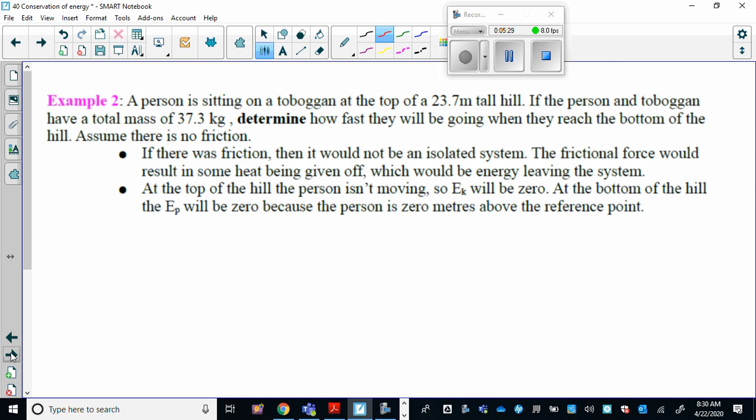And here's our classic example. We're sitting on a toboggan at the top of the hill. We have this amount of mass. Determine how fast you will be going when you reach the bottom of the hill. So here's the hill.